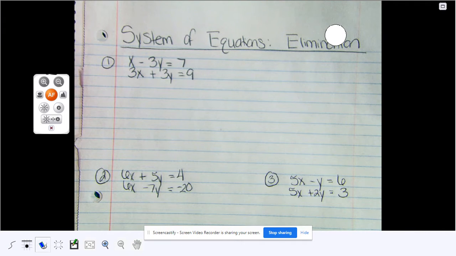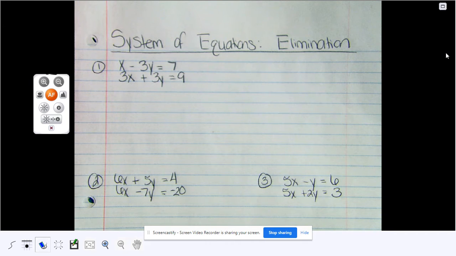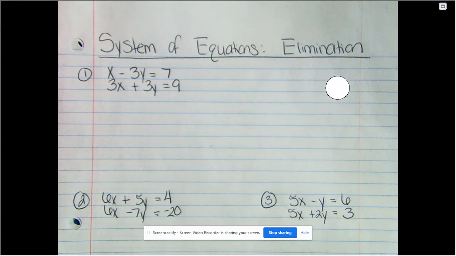Okay, good morning. We are going to be going over systems of equations by elimination. So first, I'm going to show you and kind of model why I personally find elimination to be one of the easier methods. I'm going to start with using substitution and then show you how elimination really works, or why I personally prefer it.